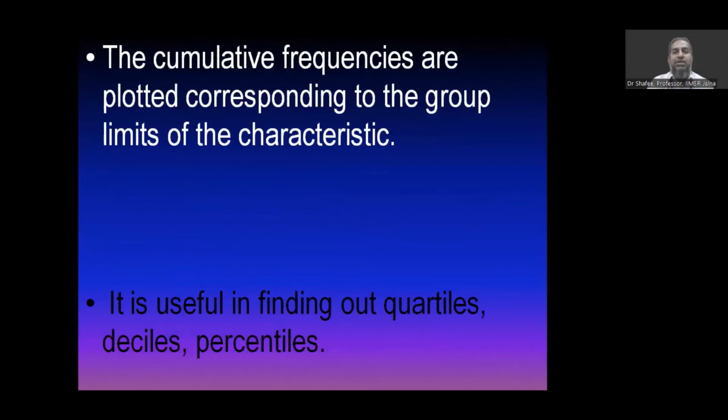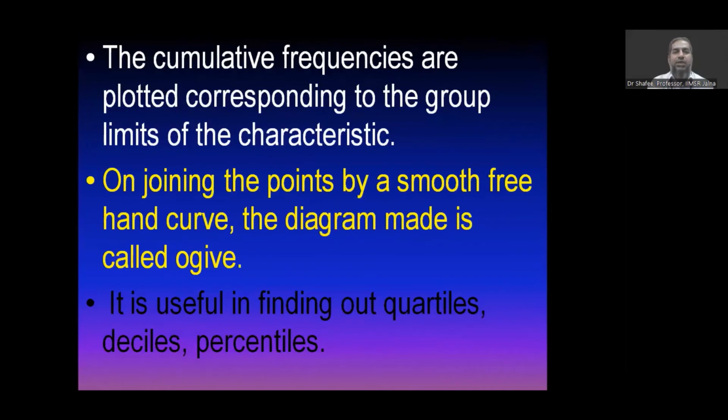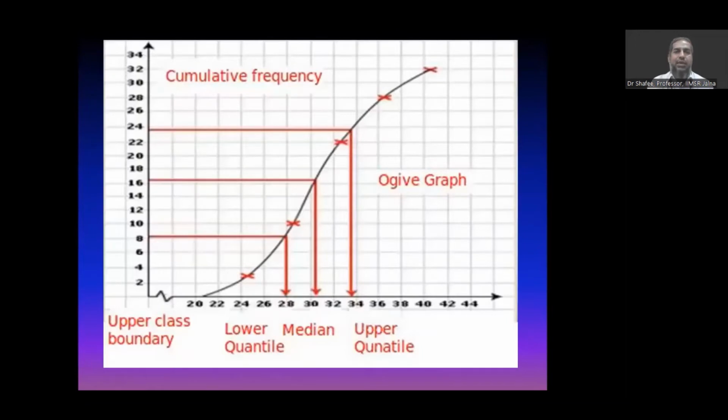The cumulative frequencies are plotted corresponding to the group limits of the characteristics. On joining the points by a smooth freehand curve, the diagram made is called Ogive. It is useful in finding out quartiles, deciles, and percentiles. Now this is the diagram of Ogive. You can see here that there are x-axis and y-axis. On the x-axis, they have taken the lower quartile, median and upper quartile. Like this, we can find them out from the Ogive.